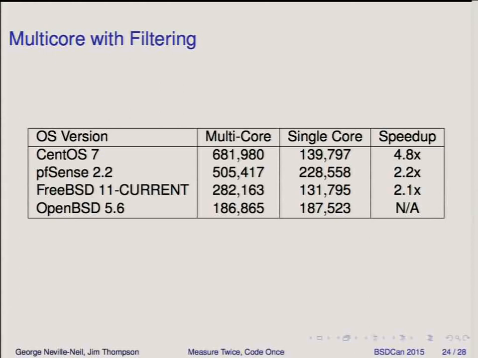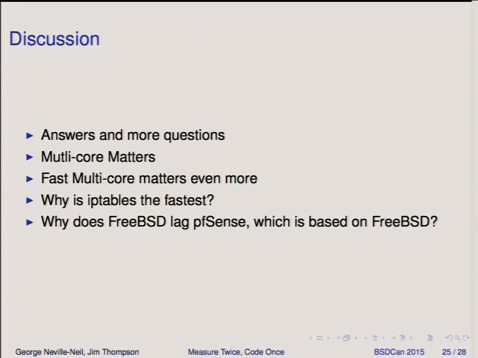So, you know, what are some of the lessons to take away from this, right? Well, this gives us some answers and more questions, right? We now know what the state of play is. What does the field look like? If we want to improve PF in any of the BSDs, OpenBSD or the version that we now have in FreeBSD, we know where we stand in relation to other systems, and we know that we have work to do.